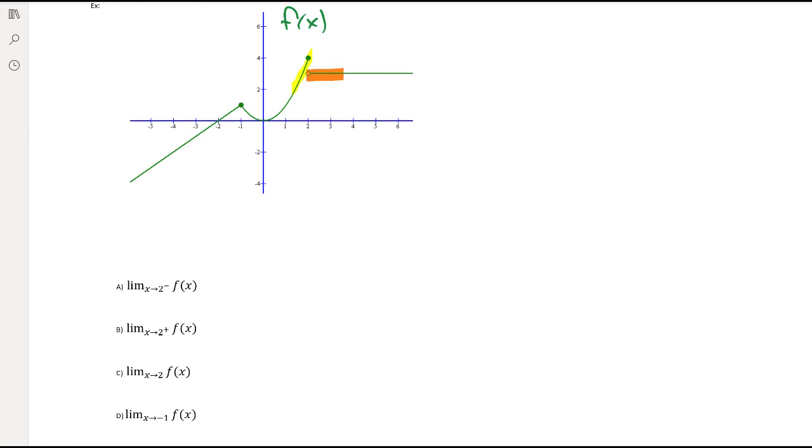And so as you follow along the yellow branch, you ask yourself, what are my f of x values trending towards? And it seems that we're getting closer and closer to that f of x value of 4. When x approaches 2 from the left, we're getting super close to a f of x value of 4. So that's why the limit as x approaches 2 from the left is 4.